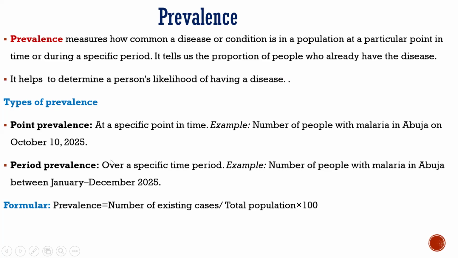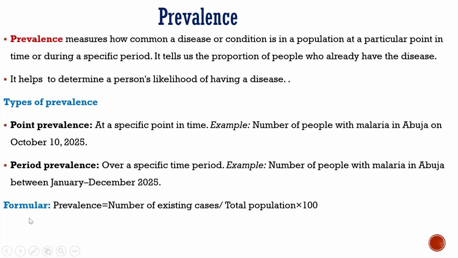Do you understand? So prevalence actually has a formula. It equals the number of existing cases over the total population, that is the target population we are looking at, times 100 over 1 if you're changing it to percentage. Do you get? So just have in mind this particular formula because we're going to be using it subsequently to solve questions.